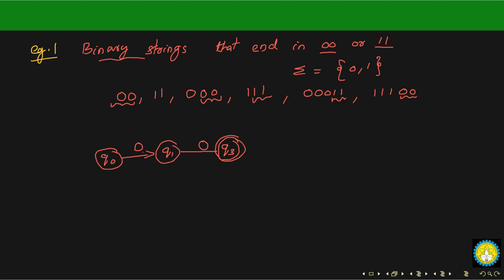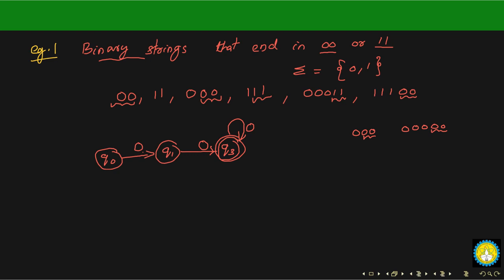Now, if you are getting a continuous pattern of zeros like 000, this also should be accepted. If you are getting 00000, all these continuous patterns of zeros should be accepted. So from here, if you keep on getting zeros, you can stay here itself, so that we will accept all the strings which have a continuous pattern of zeros.